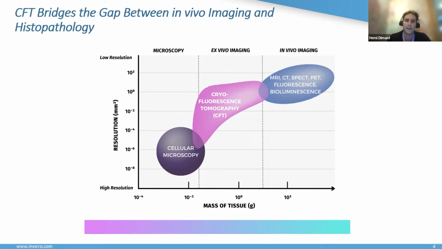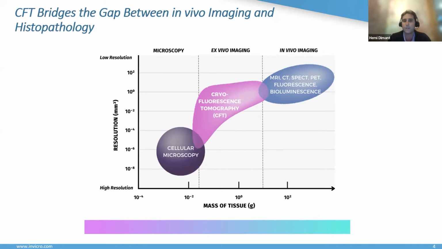In between, there's a void, basically, where CFT really fits in. It allows you to image still large samples. We can image whole samples, whole animals, many organs, obviously whole organs, but more than one at one go, but provide you with much higher resolution. So much higher resolution, still not cellular resolution, but really allowing you to get closer to cellular microscopy. So really kind of bridging between the in vivo and the microscopy.